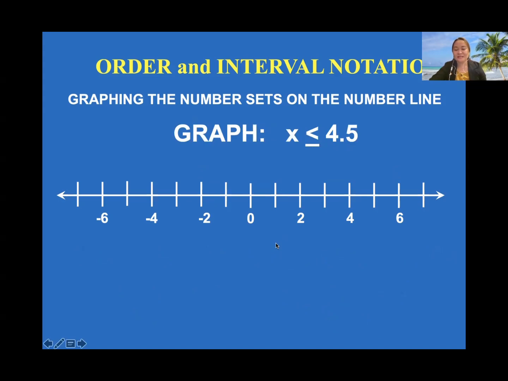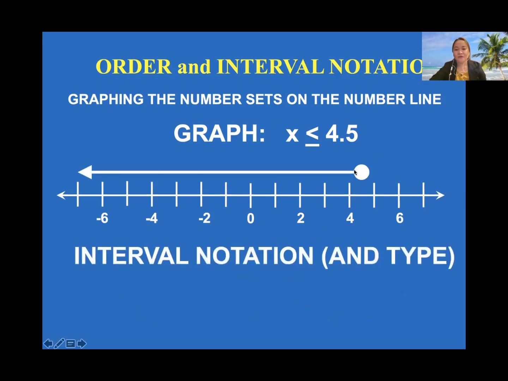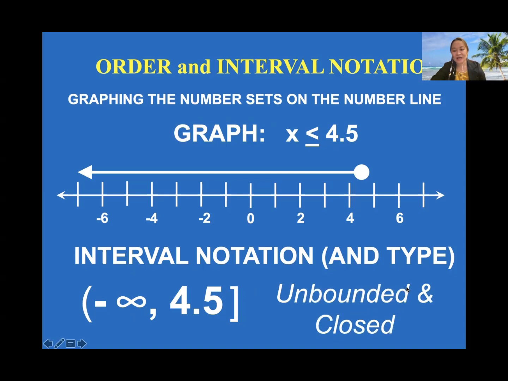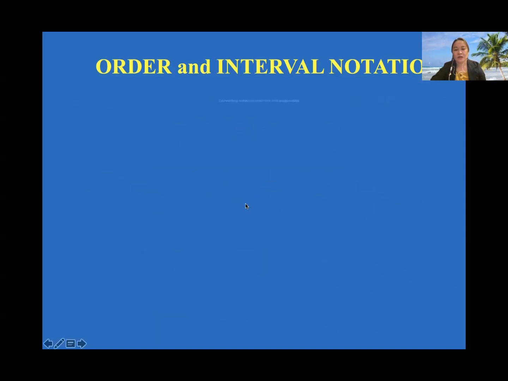Another one, x is less than or equal to 4.5. Here is the graph, from 4.5 going to negative infinity. When you write the interval form, negative infinity to 4.5 closed. Do not interchange. It must be the smaller boundary first, in the abscissa or the x, and then for the ordinate, the boundary to the right side going to positive infinity. Since this is less than or equal to 4.5, closed. Unbounded and closed.